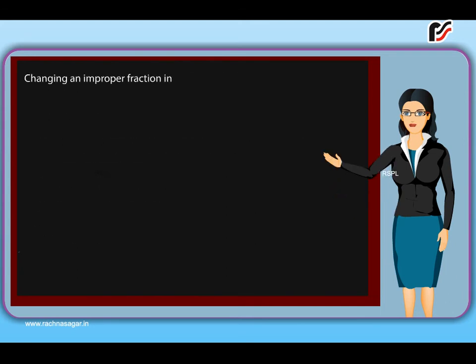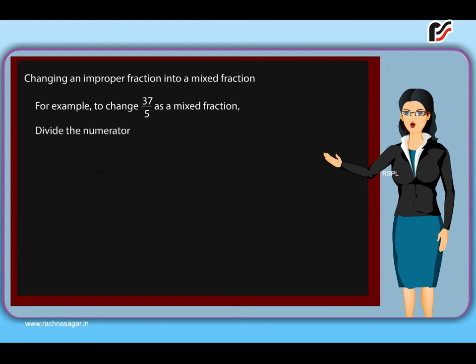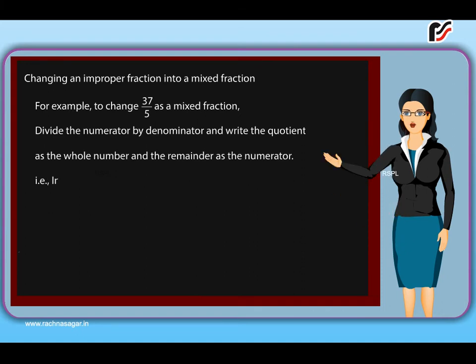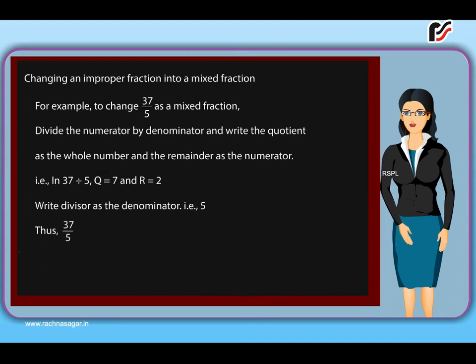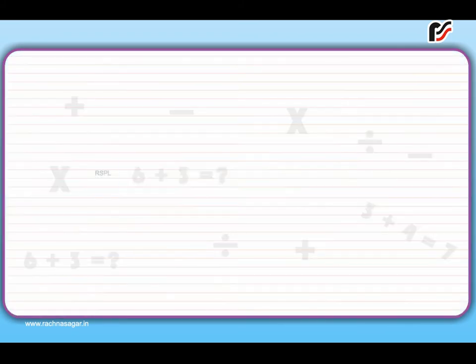Changing an improper fraction into a mixed fraction. For example, to change 37/5 into a mixed fraction, divide the numerator by the denominator and write the quotient as the whole number and the remainder as the numerator. That is, in 37 divided by 5, Q is equal to 7 and R is equal to 2. Write the divisor as the denominator, that is 5. Thus, 37/5 is equal to 7 2/5.